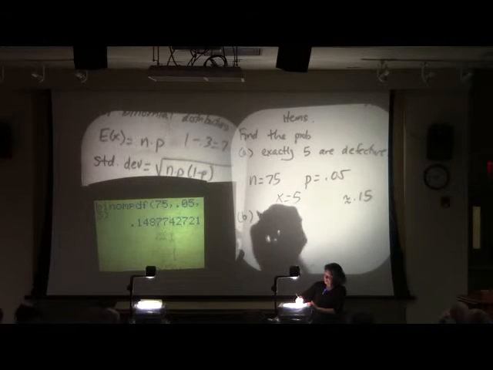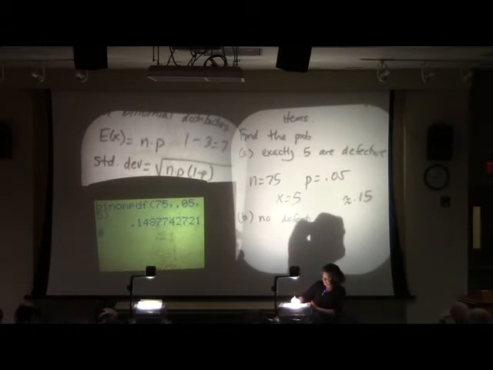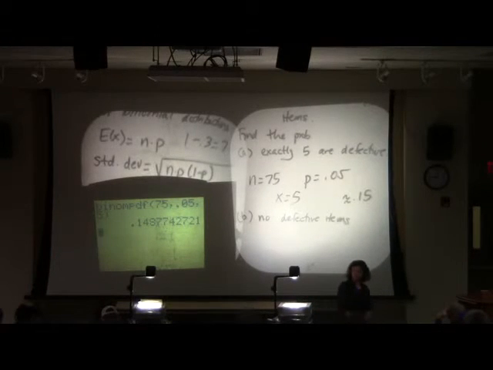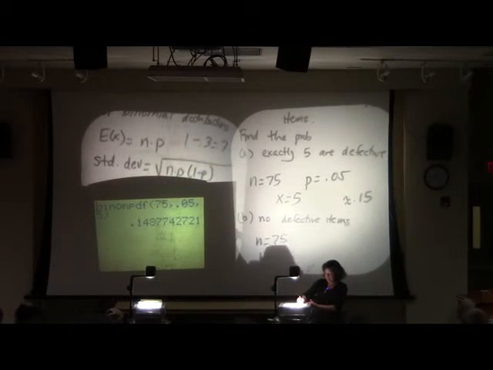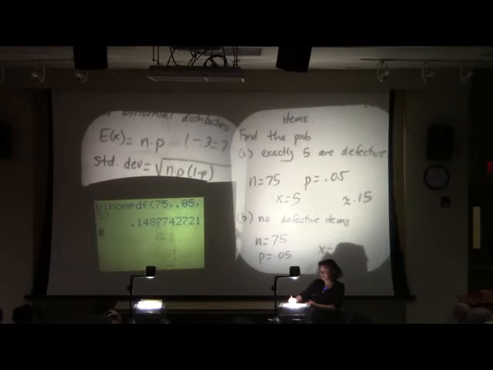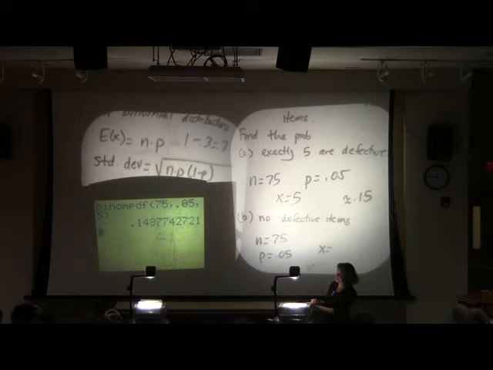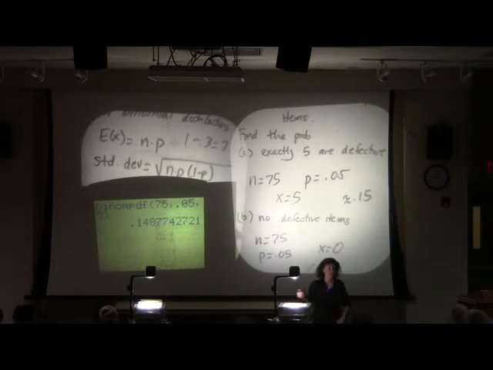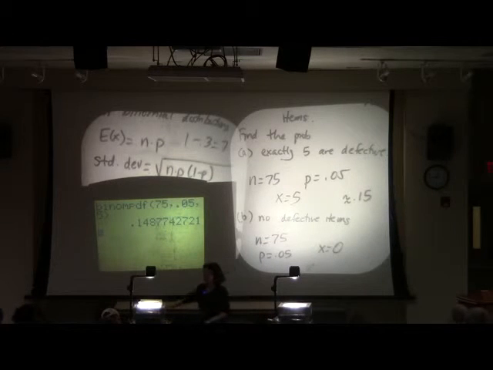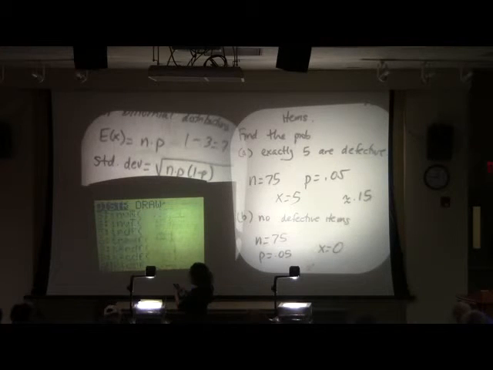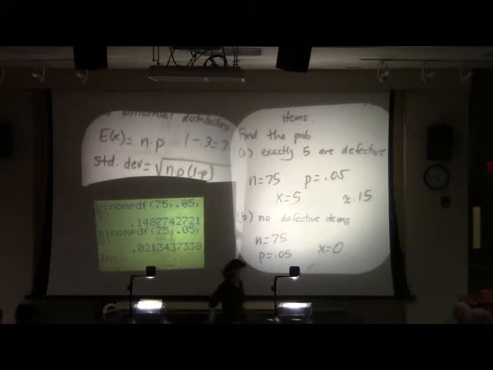Okay. What if we want to find the probability that there are no defective items? Can we do that? You bet. My n is still 75. My p is still 0.05. What is my x value in this part? 0, right? We're interested in none of them being defective. You with me? Cool. All right, so let's check it out. Here we are. So we have 75, 0.05, 0. And we get about a 2% chance.